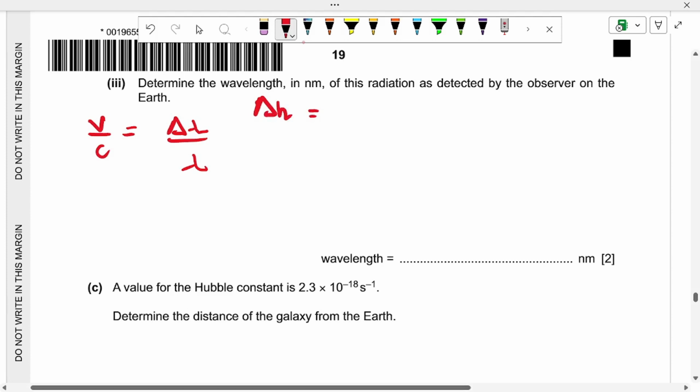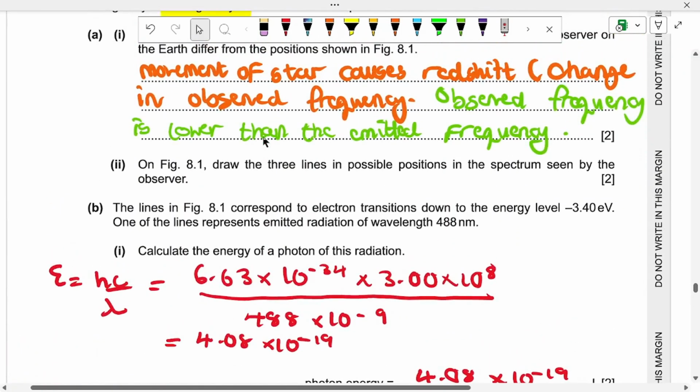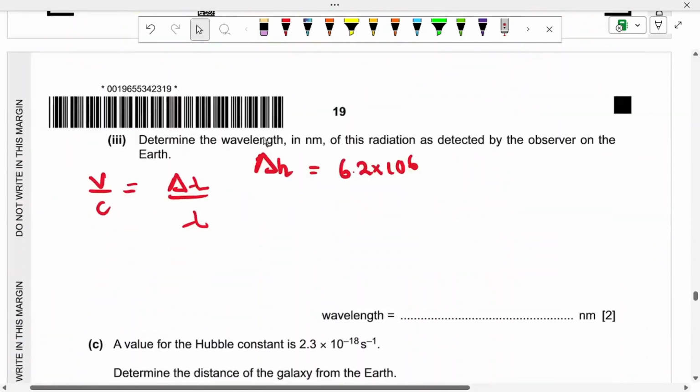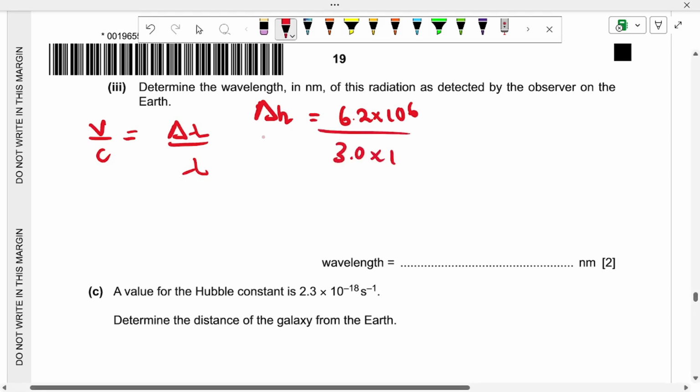So if I want to find change in lambda, it's just going to be my v, which is in this specific case 6.2 times 10 to the power of 6. I'm already given this, guys. You see that? So I'm already given that, and my galaxy is moving away like so, and I want to find the change in the observed frequency by that observer. So v over c, 3.0 times 10 to the power of 8, times my lambda. In this case, it's 488. And this is going to give me 10 nanometers, right?